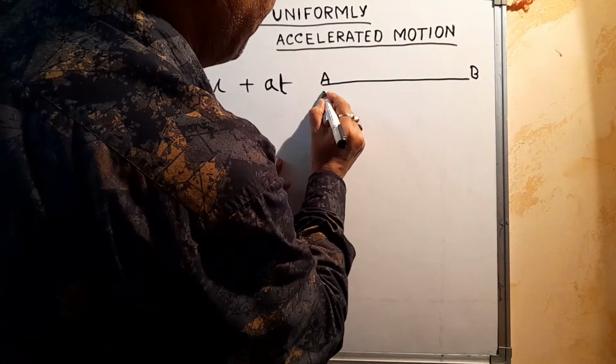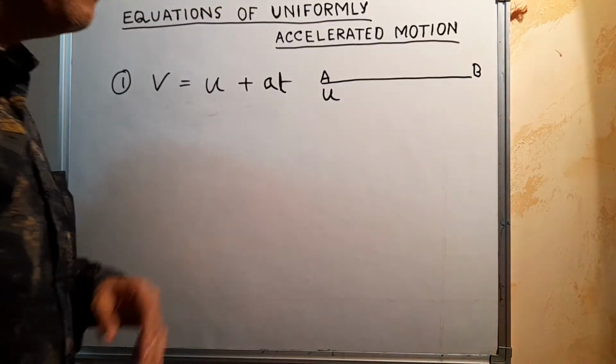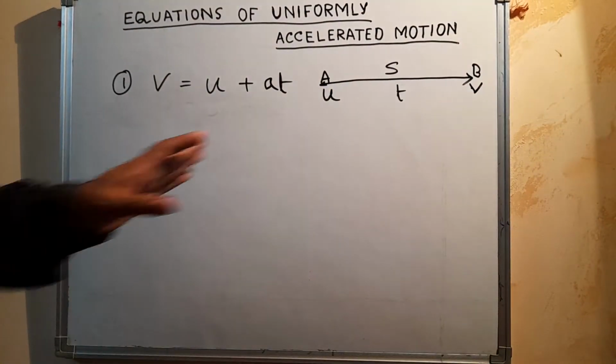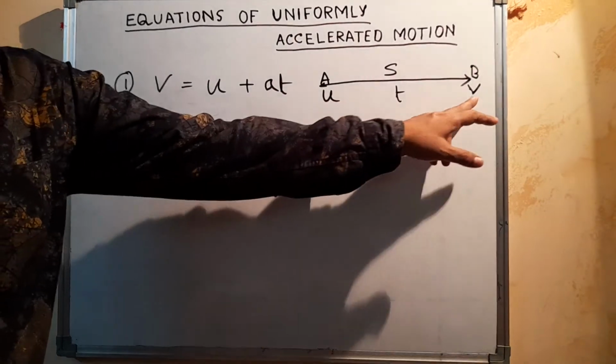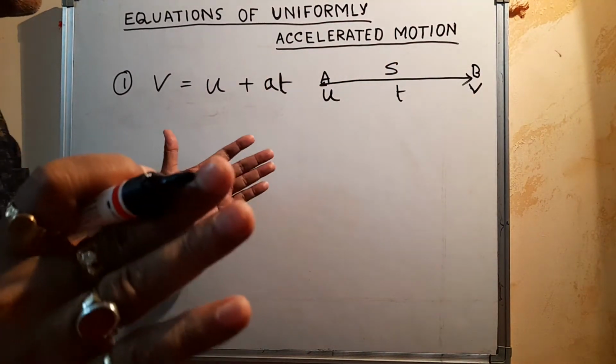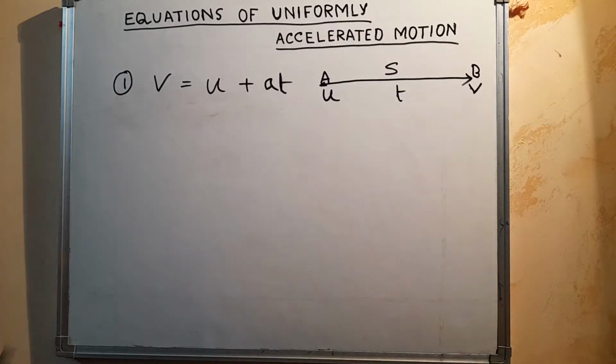The first velocity is u and the last velocity will be equal to v, and the distance covered in the time t will be equal to s. So u is the initial velocity, v is the final velocity, t is the time, and s is the distance covered by the body. This is the first equation.